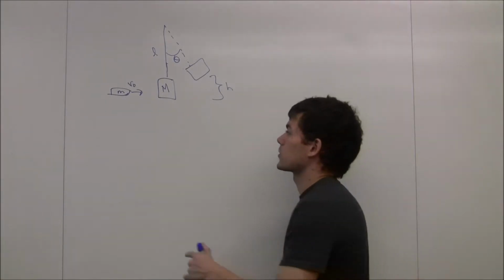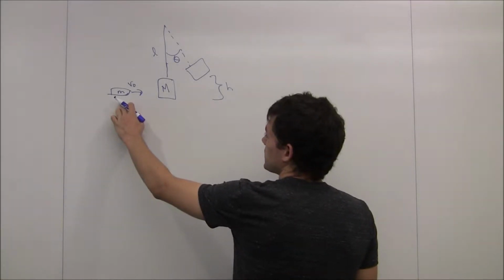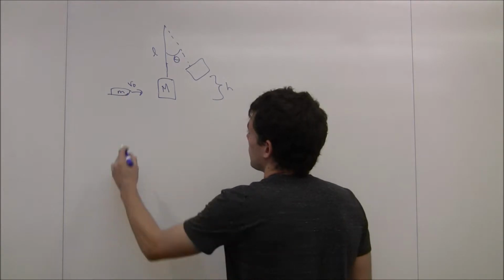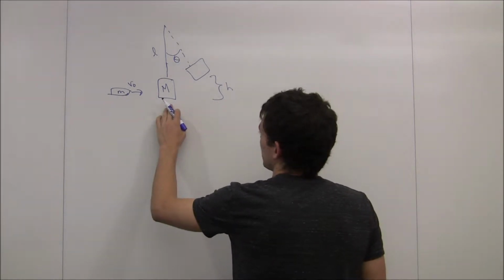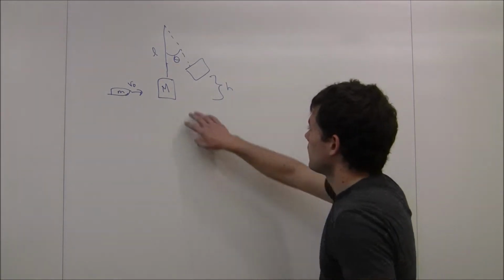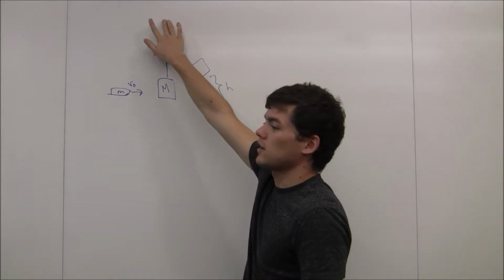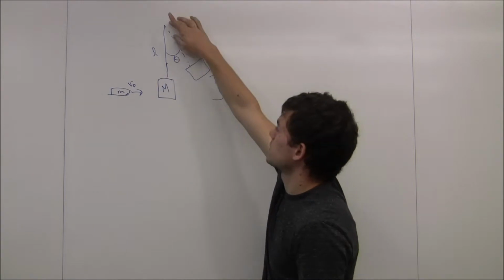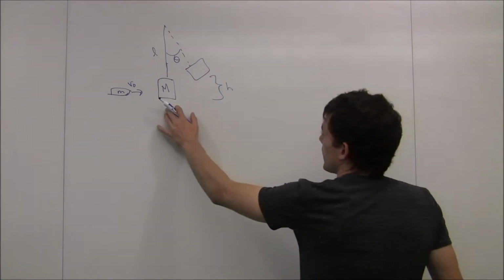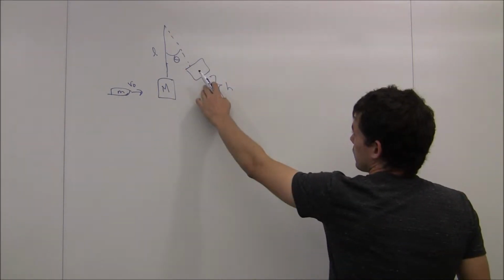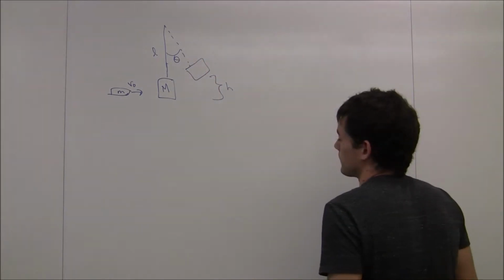So in this problem, we're told that a bullet of mass little m and initial speed v0 collides with a block of mass big M and sticks in it. The mass big M is attached to a rope of length L, which is held at a motionless pivot point, and the two combined masses swing up to an angle theta along that string.